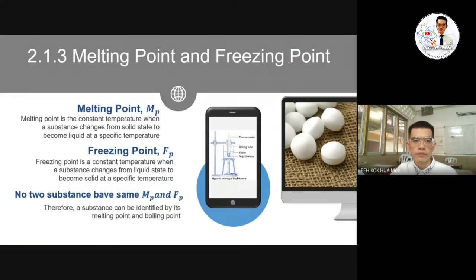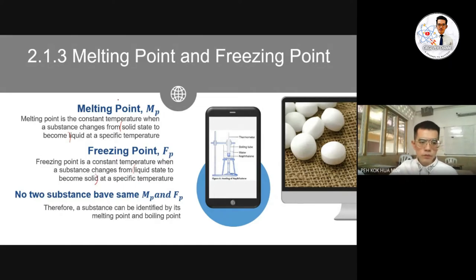Okay, so this is the third subtitle of 2.1, melting point and freezing point. The first thing is the definition of the melting point. Melting point is the constant temperature where a substance changes from solid state to liquid at a fixed temperature. That means when matter is changing state, it has a constant temperature. The freezing point is also the same. It is a constant temperature where the substance changes from liquid to solid, at a specific temperature.